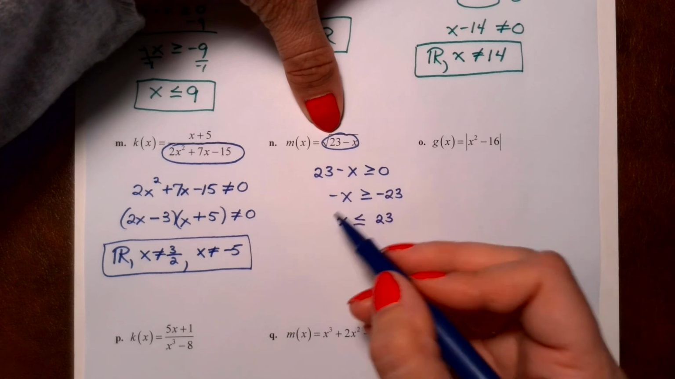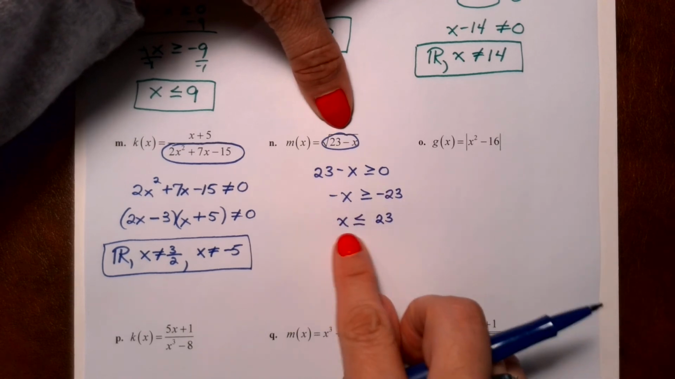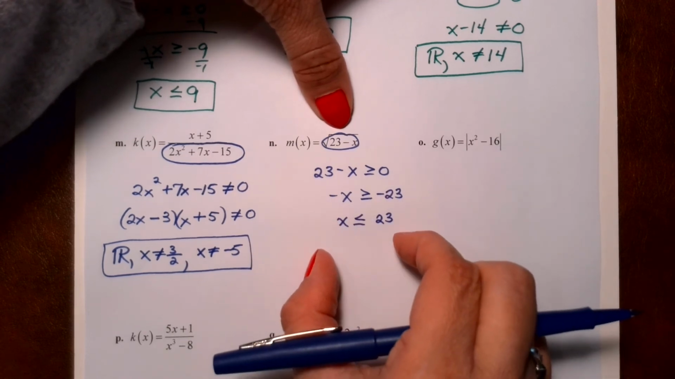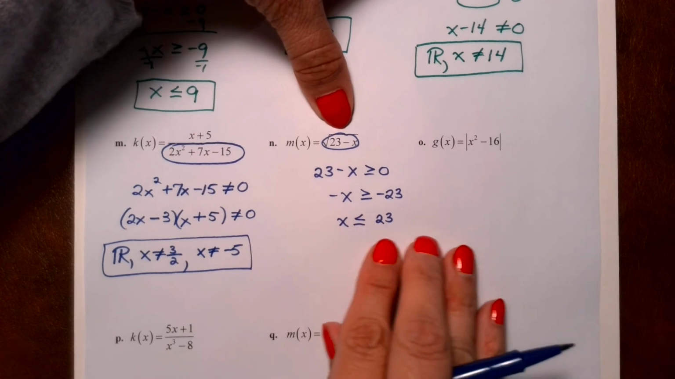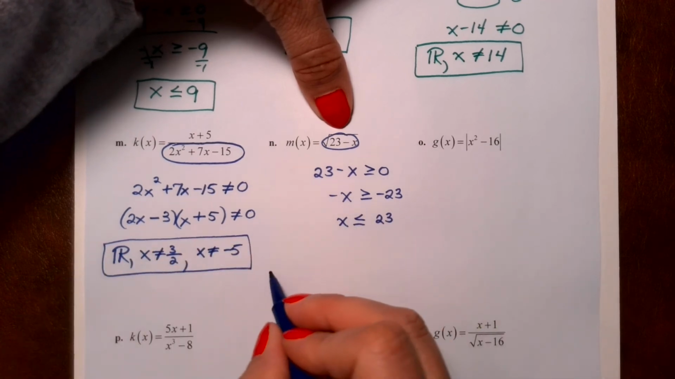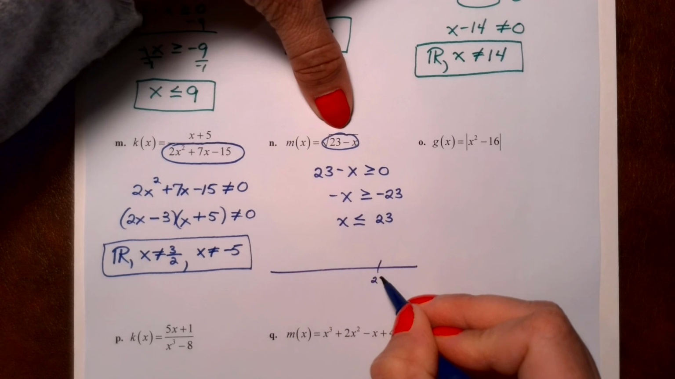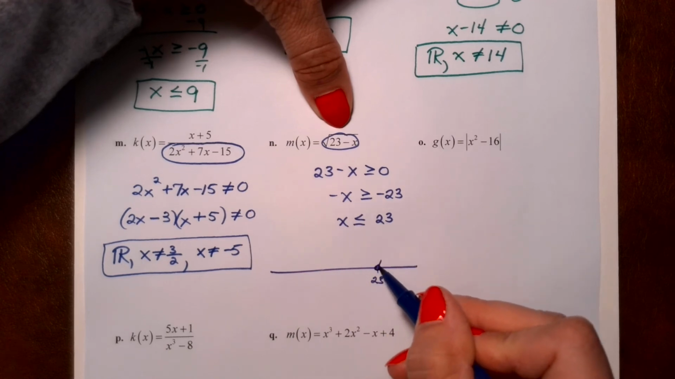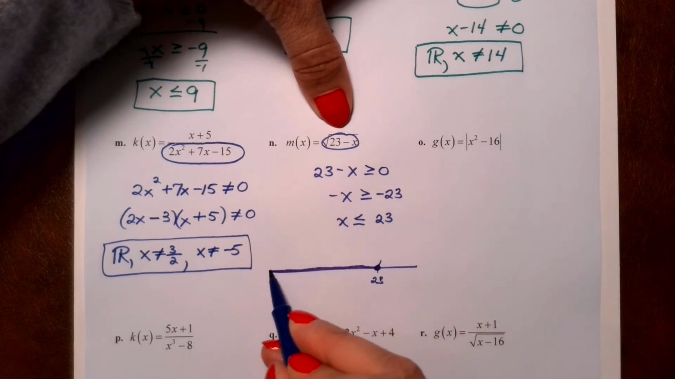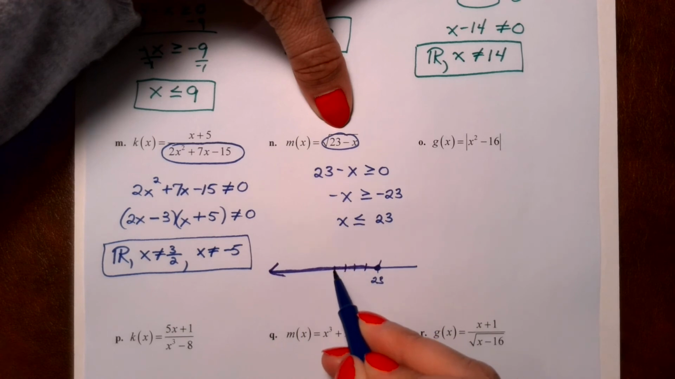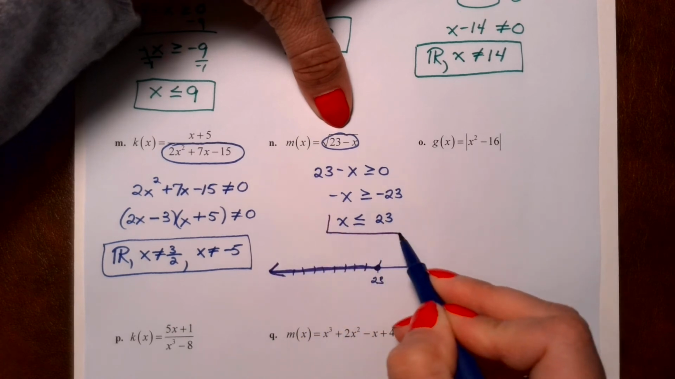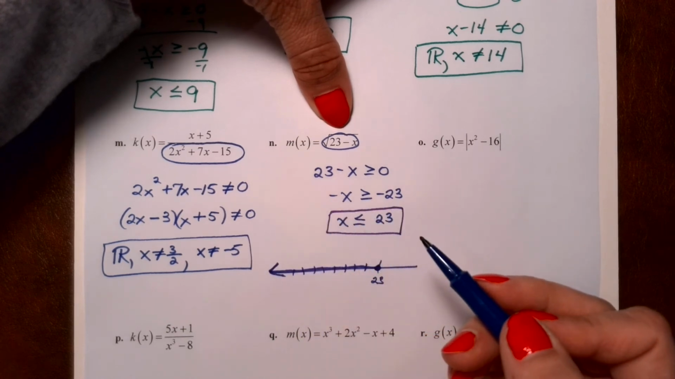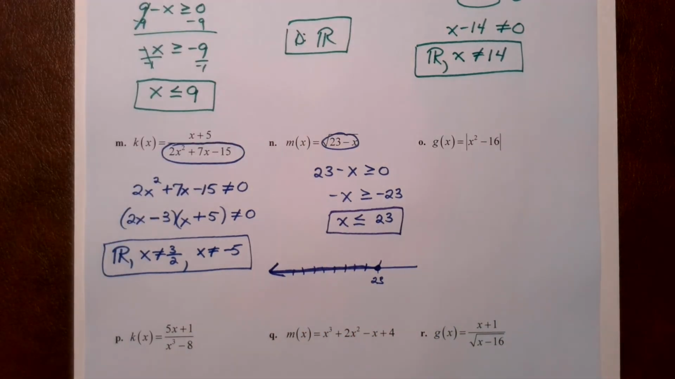You don't have to say all reals because this already says all real numbers that are less than or equal to 23. If you looked at a number line and this was the number 23, you would be able to use 23 and all of these numbers that are less. So you've kind of already said all numbers, but you've said all the ones that work.